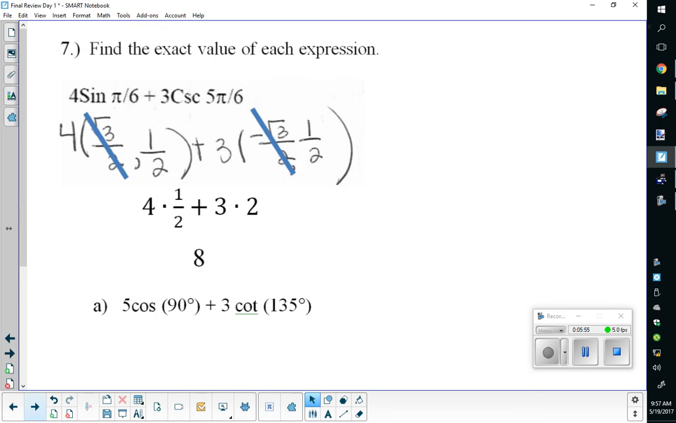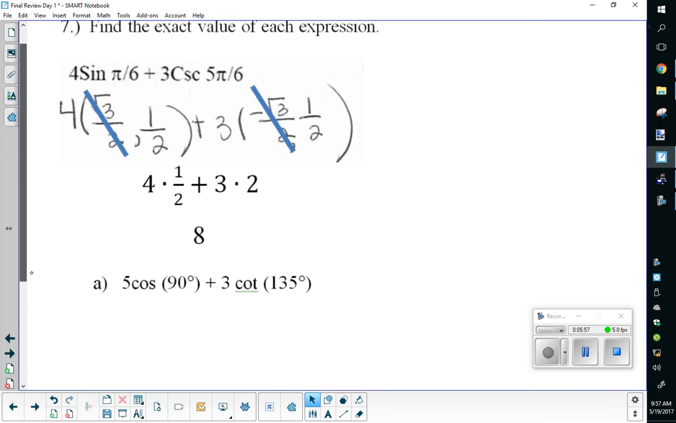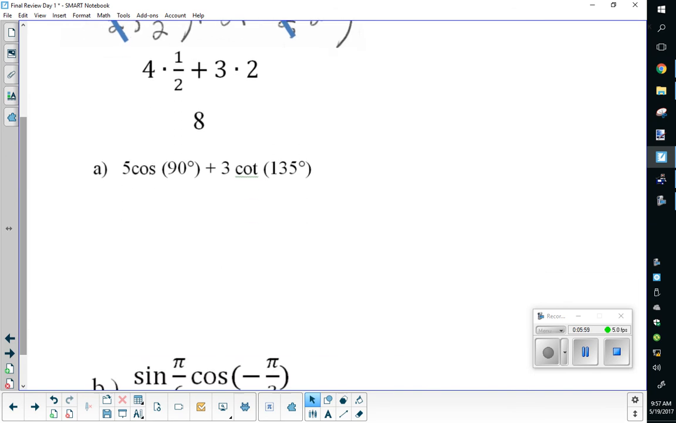That's it. Number 7, we are simplifying. So this is easy math. These always look harder than they actually are. Letter A, let's just do it. 5 times cosine of 90. Go on your unit circle. Go to 90 degrees and figure out what cosine is. Here's 90 degrees up here at the top. If I'm doing cosine, which one of these numbers do I want, x or y? X. X at 90 degrees is 0.